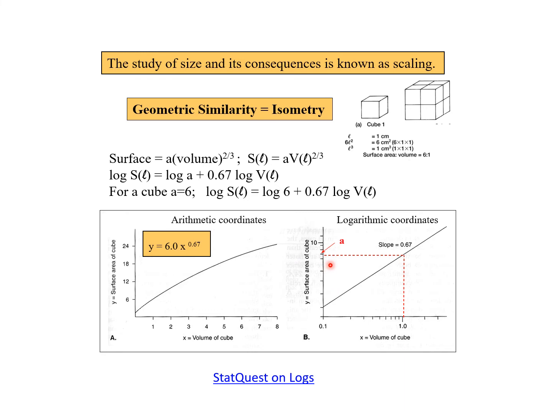This offset, the y-intercept, is dependent on the shape. So it's 6 for a cube. It would be a different number for a sphere. It would be a different number for an amphibian. However, the slope of the line wouldn't be. So the offset here changes, but the slope of the line doesn't change. For every isometrically scaling shape, as it increases in size, if you take the log of the surface area and plot it with the log of the volume, the slope will always be 2/3, always be 0.67. So that's pretty useful.